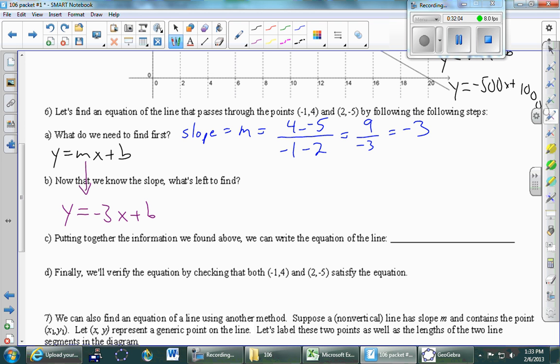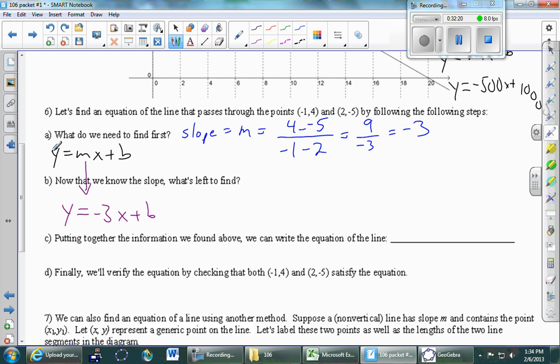So we started with our general equation in black. We got one piece of information, it's the slope. So then we just update our equation, -3x plus b. What's still unknown is the b. Now we can find the b. We couldn't find it until right now. So here's what we do.